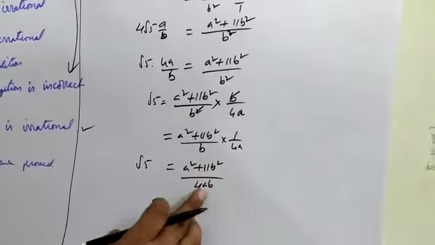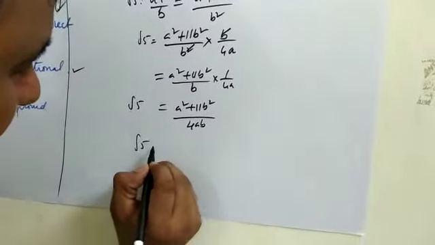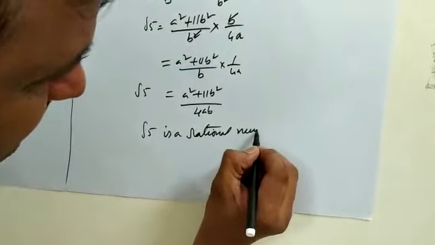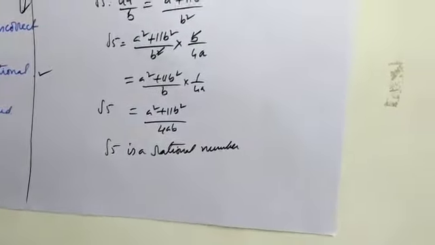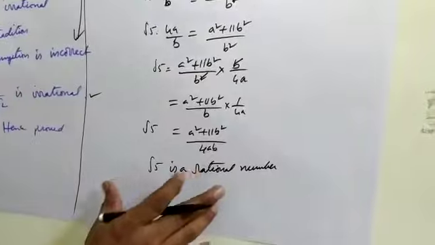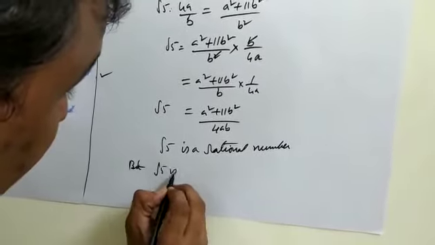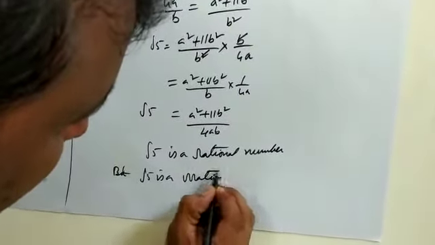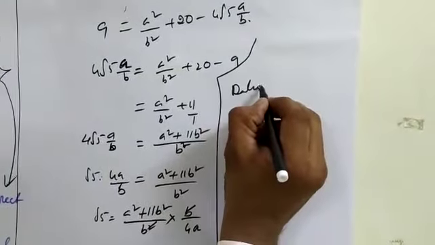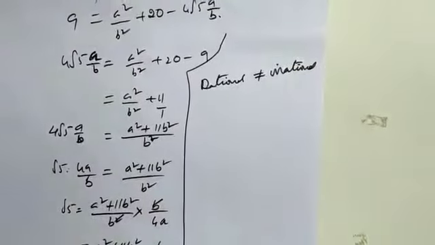Therefore a square minus 4 b square divided by 2ab is a rational number. Rational number is equal to rational number, so root 5 is a rational number. But already we know root 5 is an irrational number, already well known to you. See, a rational number is not equal to an irrational number.